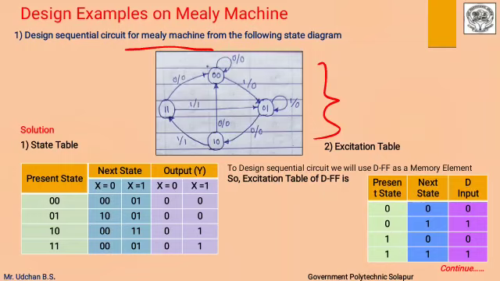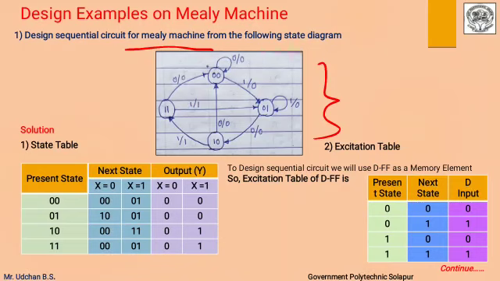From this state diagram we will come to know whether it is of a Mealy machine or a Moore machine. As the outputs are not shown inside the states, they are shown with the combination of input. Therefore this state diagram is of a Mealy machine. So we have to design the sequential circuit for the same.